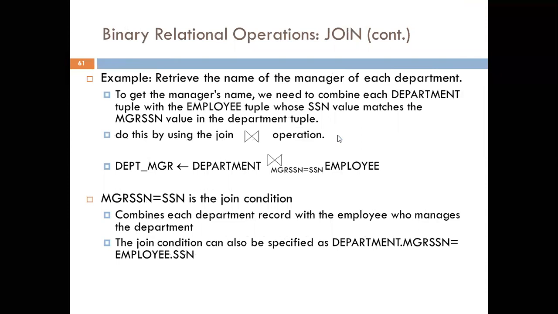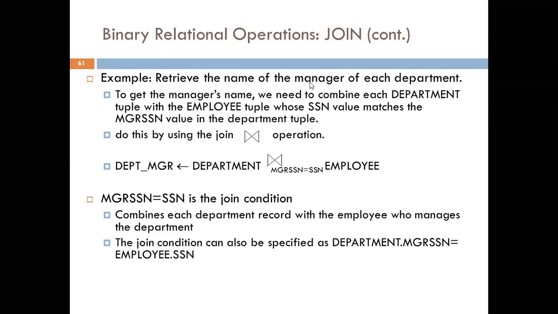So let us consider an example in our company database. We want to combine or retrieve the names of managers of each department. To get a manager's name, first, we need to combine the department tuple and an employee tuple based on the SSN value. In department, there will be an attribute called manager SSN, and in employee tuple, we will have an attribute SSN. So we can do this by the join operation.